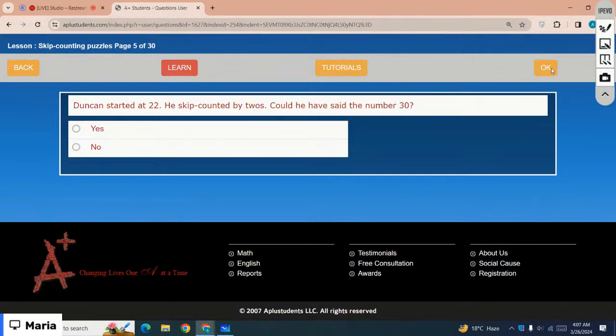Okay, the next one is Duncan started at 22. He skipped by twos. Could he have said the number 30, which is the correct option? Yes, the correct option is yes. When you start with 22 and skip count by 2, you have 30. The correct option is yes, you have 30.